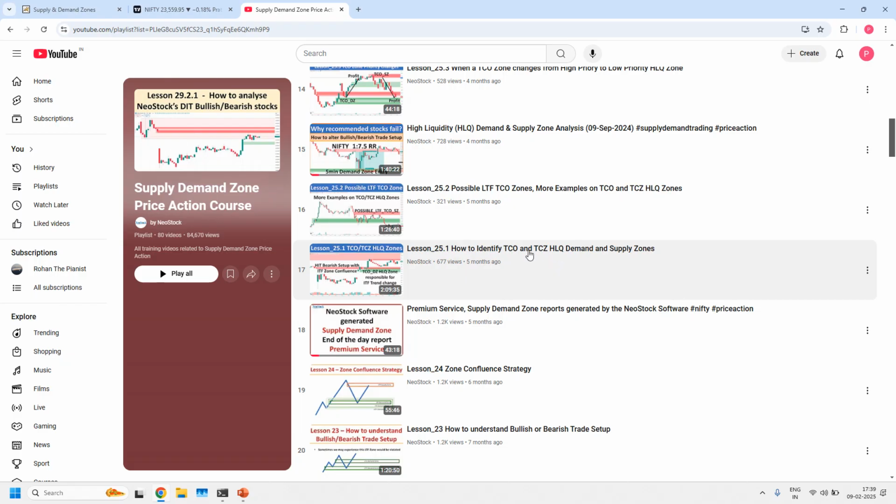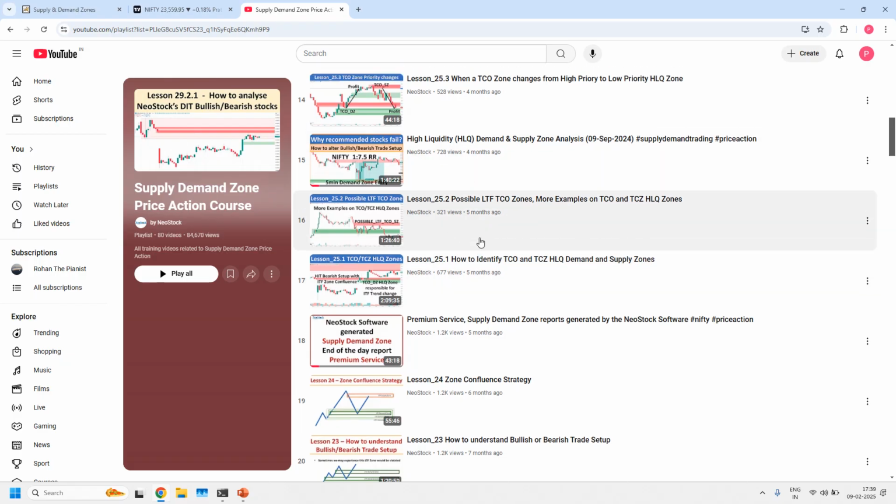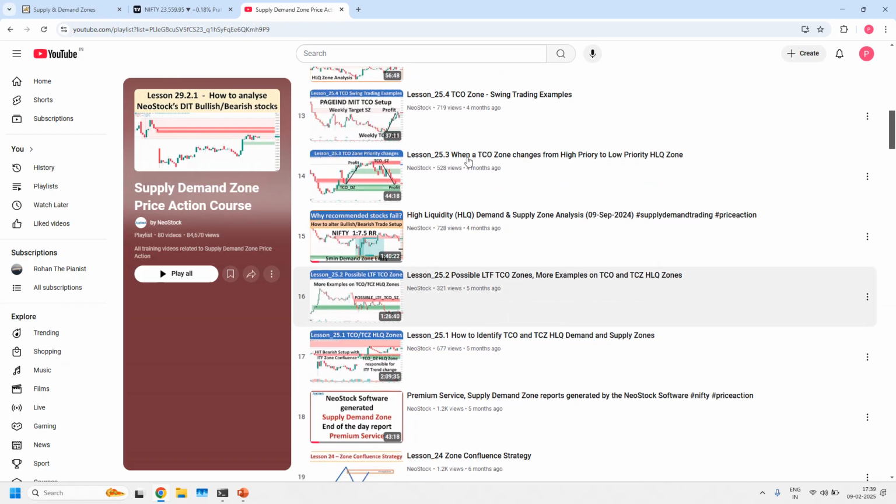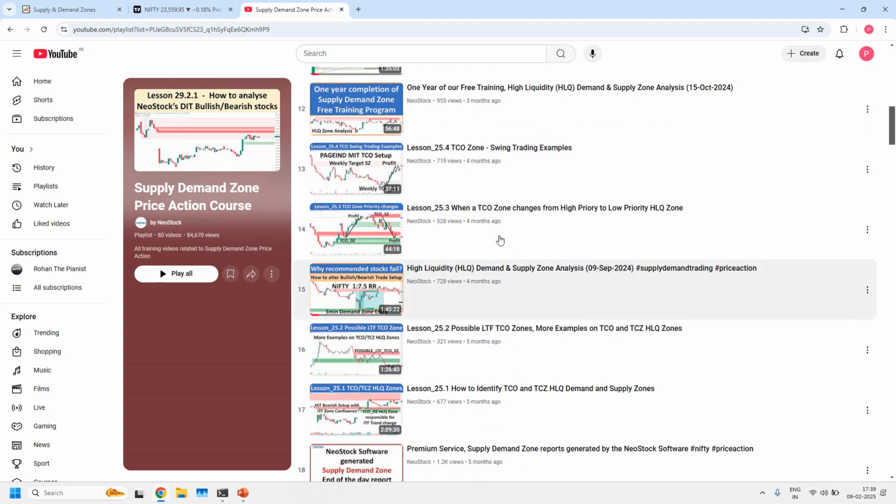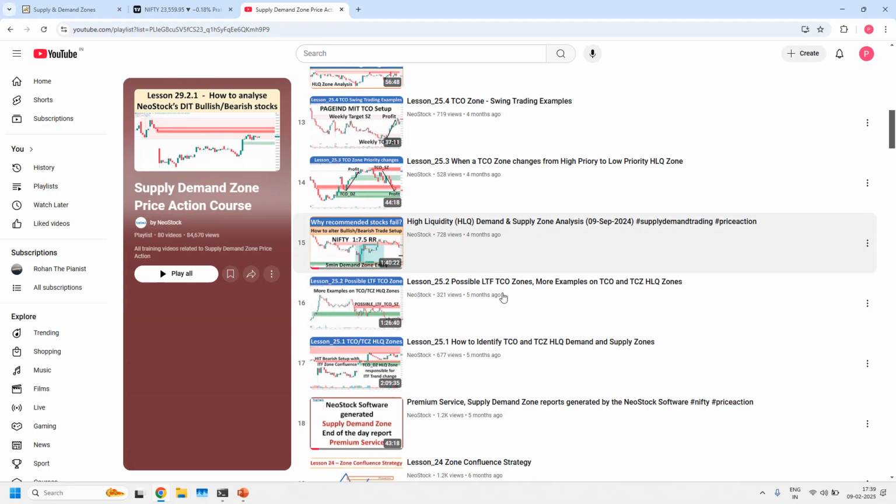So that's why learn this lesson 25 also. You have around 2 or 3 videos, I think 4 videos are there in lesson 25. Several examples I have given in lesson 25. So learn those concepts. If our software generated bullish and bearish trade setups are violated, immediately you can look for TCO and TCZ zone opportunities.